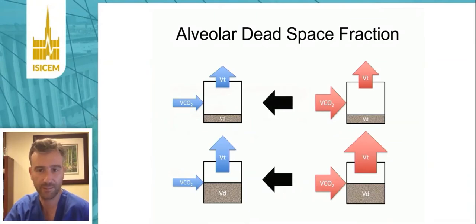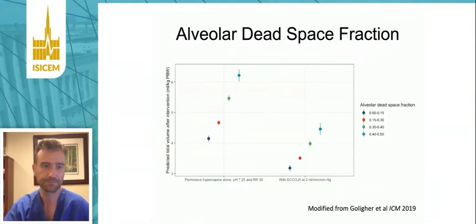And so we can imagine basically doing this backwards. When you apply ECCO2R in the first lung with a low dead space fraction, you have a relatively smaller reduction in tidal volume. And when you apply ECCO2R in the second lung with a high dead space fraction, you've got a very large reduction in tidal volume from the right to the left. This is the way in which alveolar dead space fraction determines the magnitude of reduction in tidal volume you can obtain for a given amount of CO2 removal.